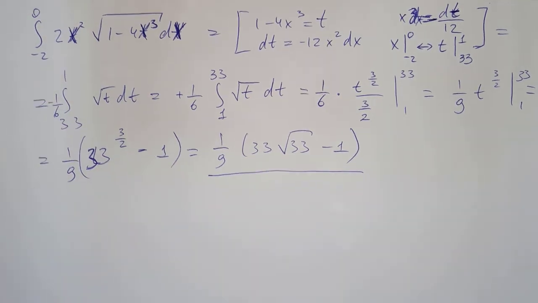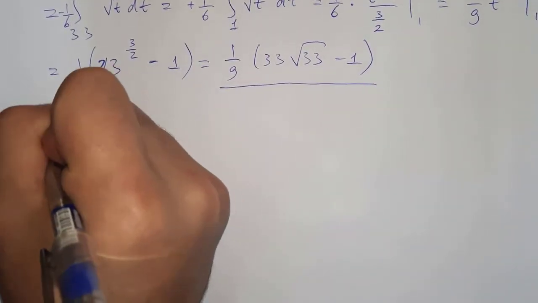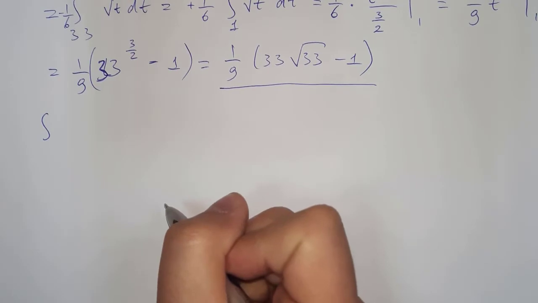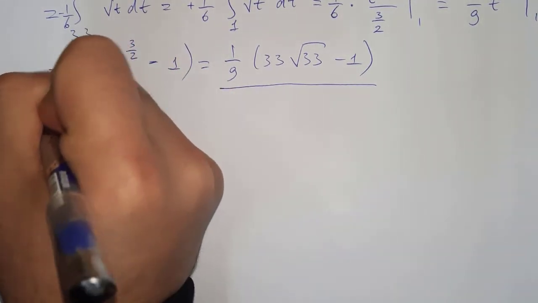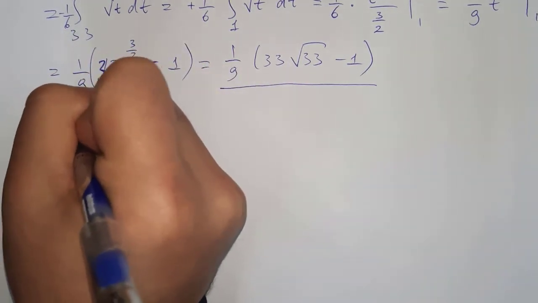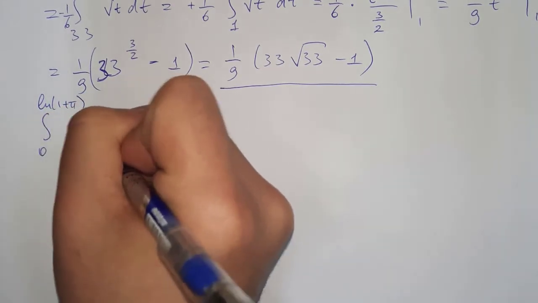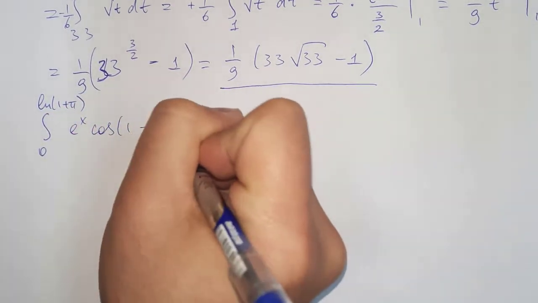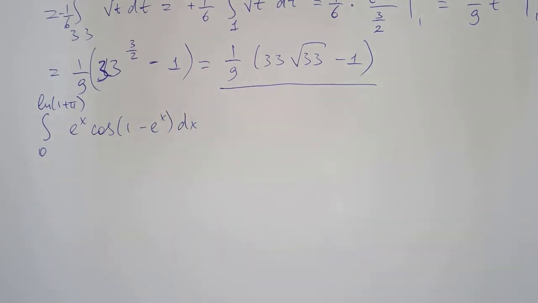Let's consider the next example. Find the following integral: integral from 0 to natural logarithm of 1 plus pi of e to the power of x cosine of 1 minus e to the power of x dx. So we need to find this integral.